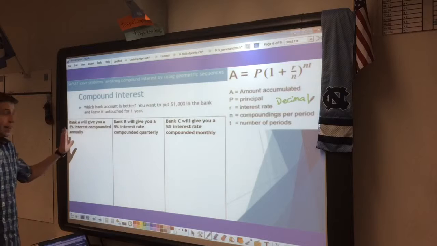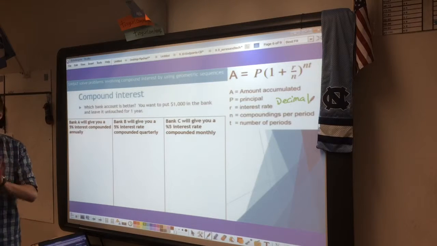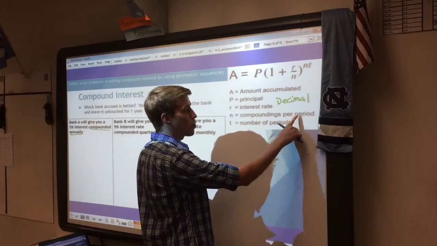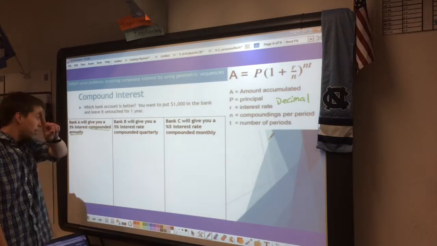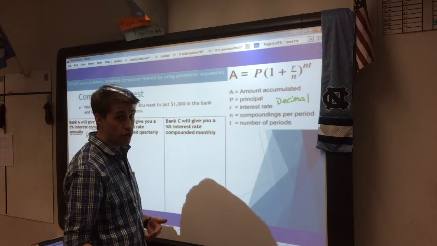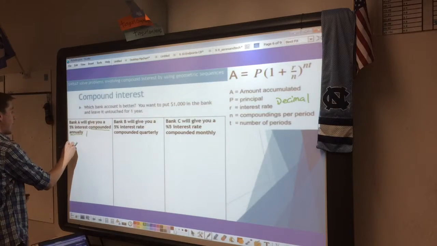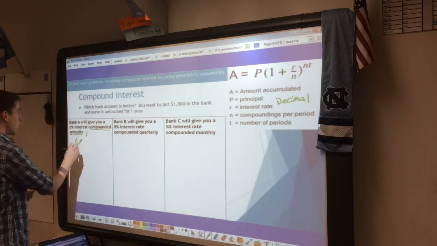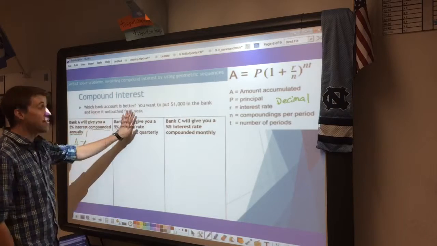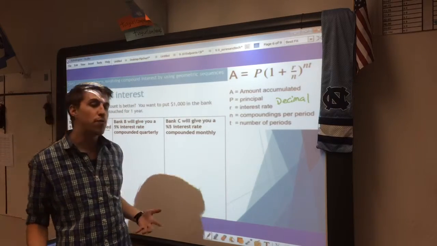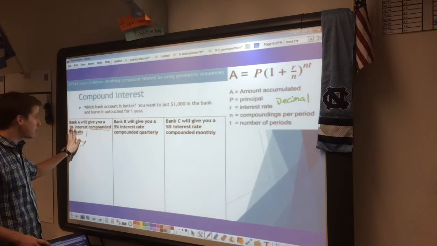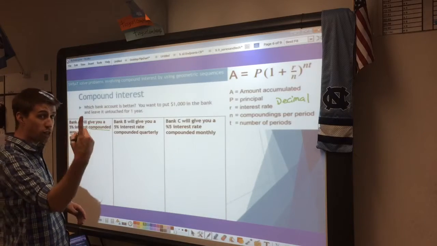So over here we have Bank A, which will give a 5% interest rate compounded annually. So this is telling me how many compoundings per period. Annual means 1. So we're just going to have 1 period of compounding interest, okay? So A, the total amount in my bank account, will equal, and we're trying to figure out if I put $1,000 in the bank and leave it untouched for 1 year, how much money do I have depending on the bank I use? So now this bank, 5% interest, compounded annually, just once per year.